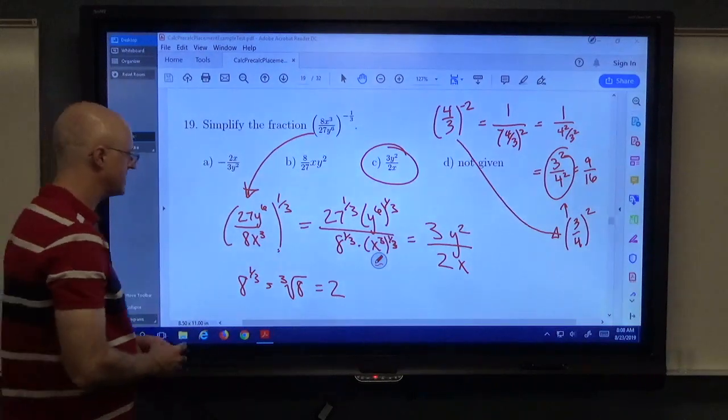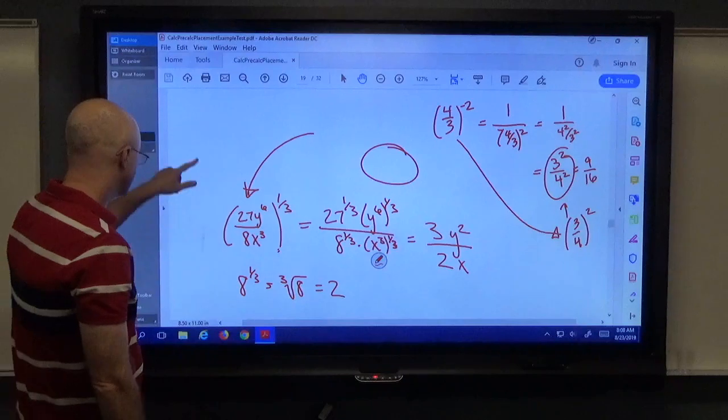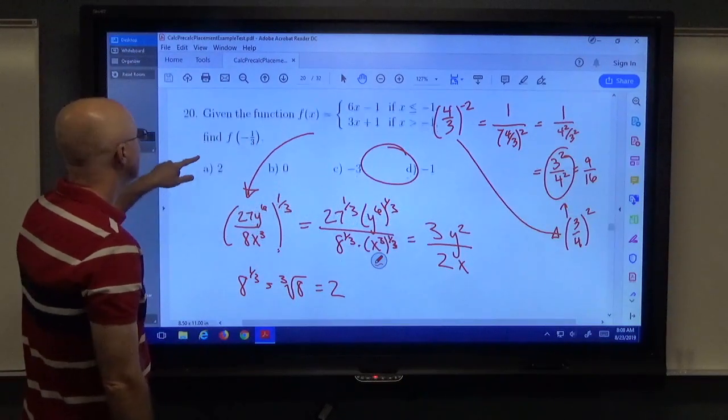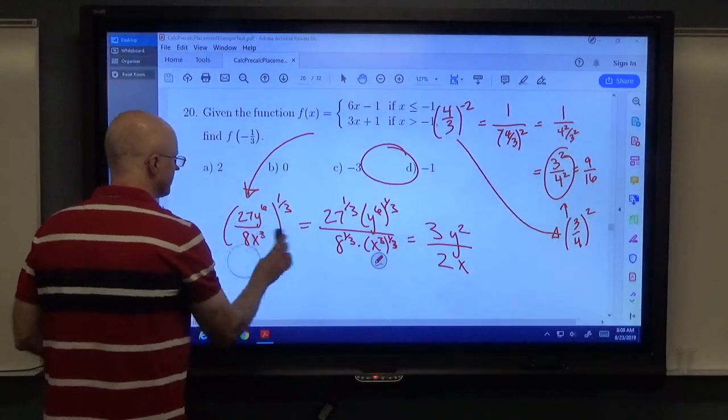Okay, so that's a bit of a tricky problem. On to number 20 of the overall exam. By the way, we'll be done when we get to number 32, or when we get done with number 32.